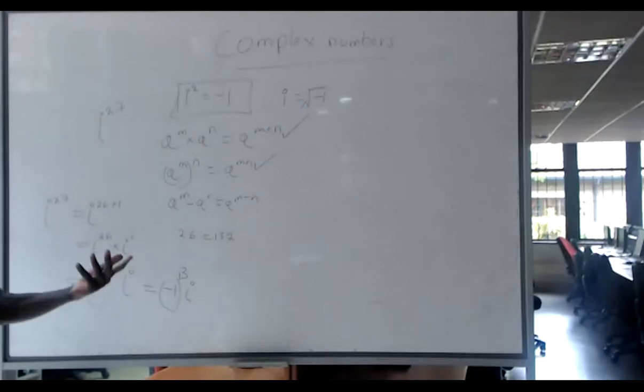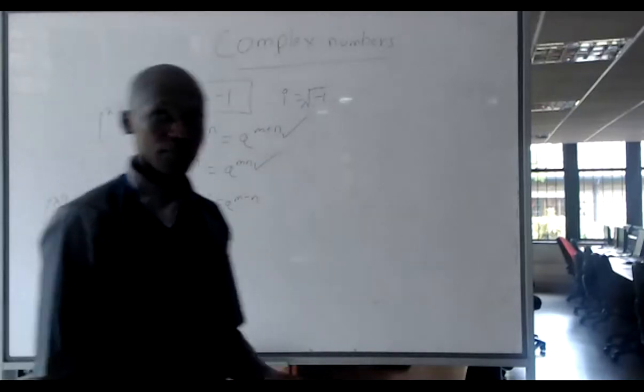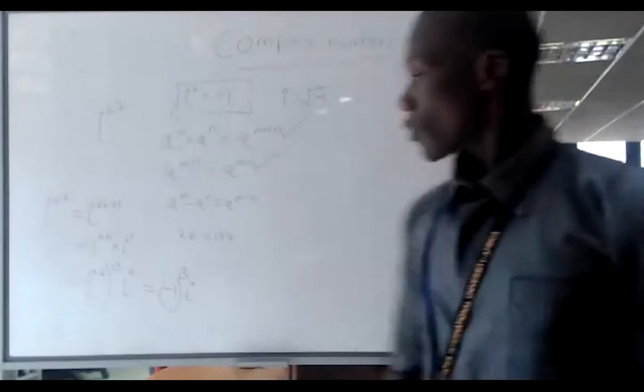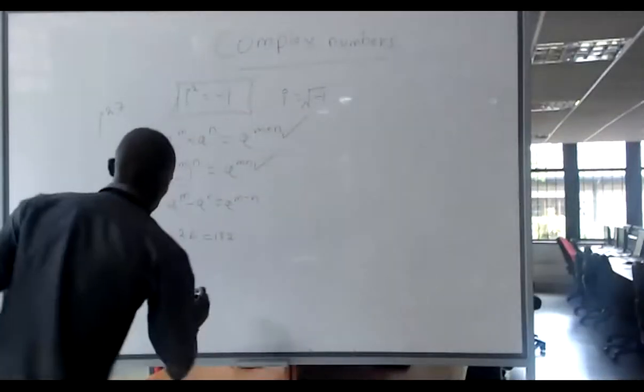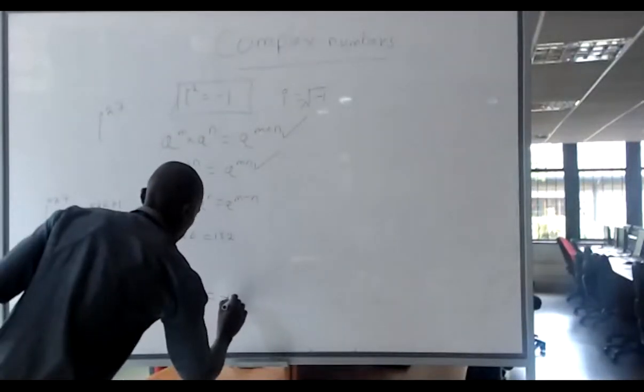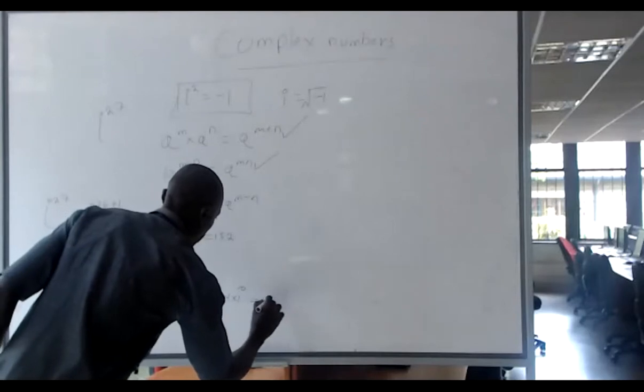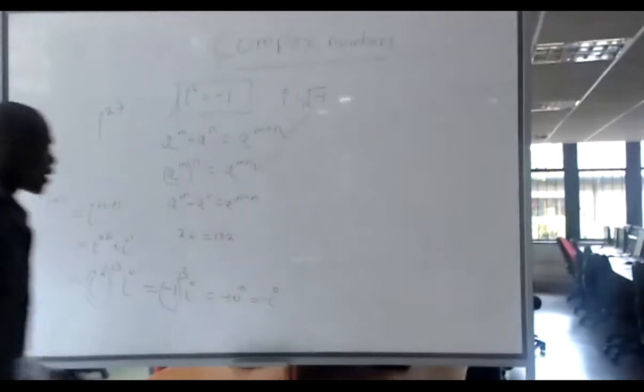Now, what is minus 1 power 13? What is negative 1 raised to 13? Negative 1. So this is simply negative 1 times i, which gives you negative i.